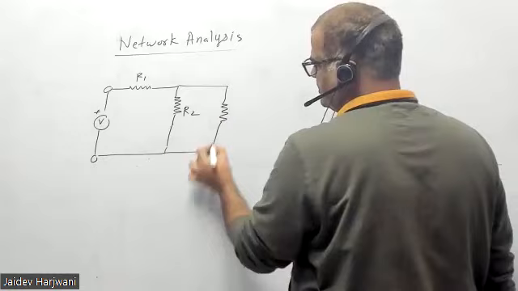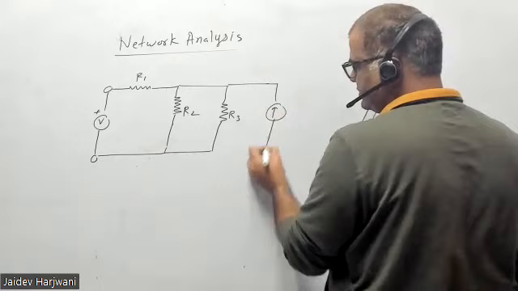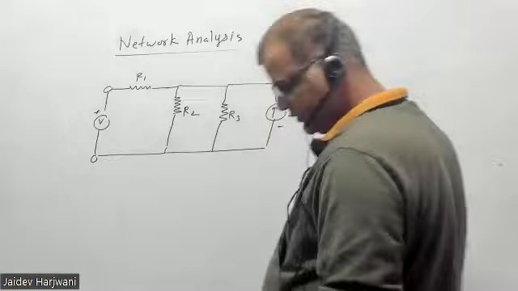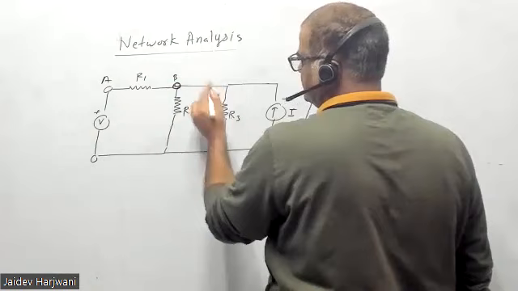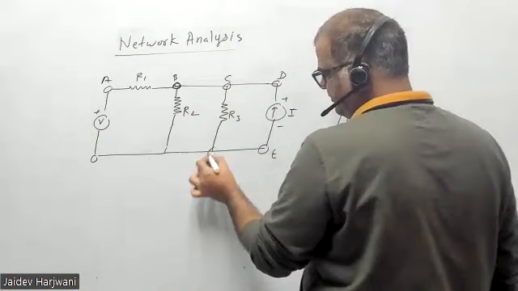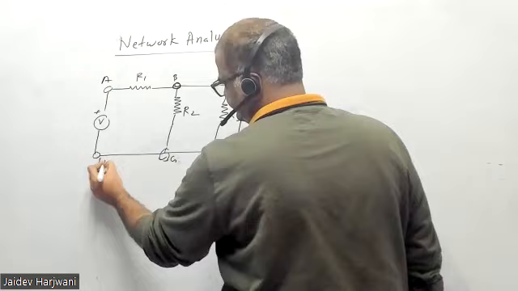And let me put one more source here. Say here I am putting a current source I. Okay, so three resistances, and I can give names to these terminals. This is my A, this is B, this is C, this is D, this is E, this is F, this is G, and this is your H. Okay, so this is basically a network.